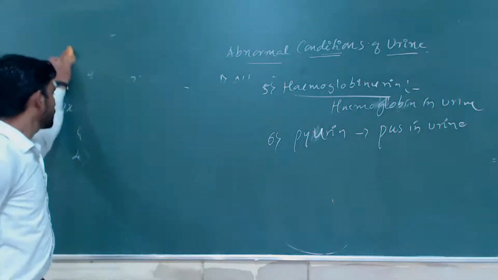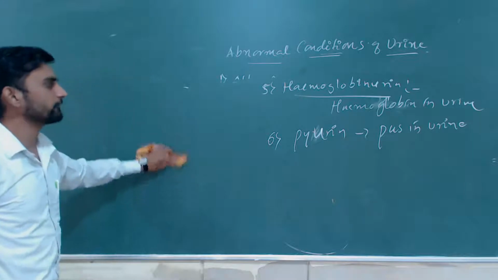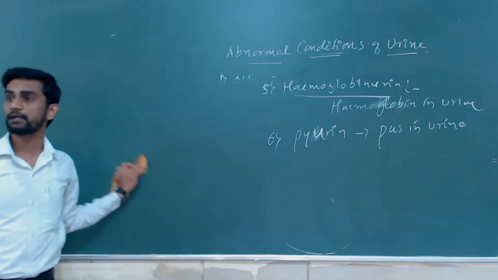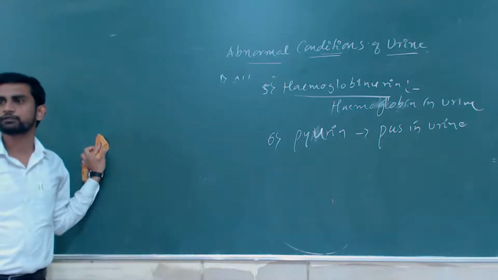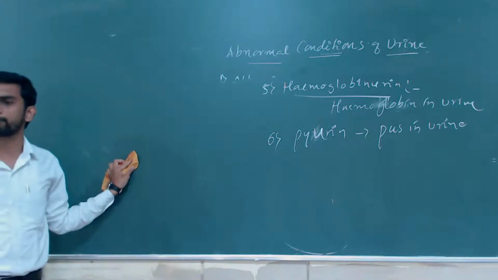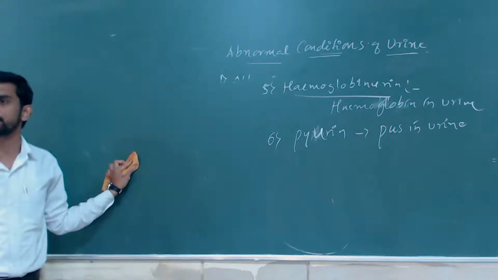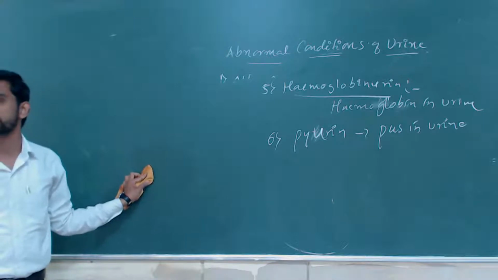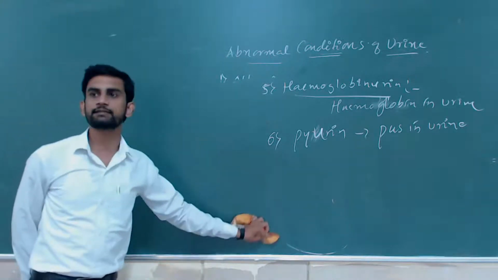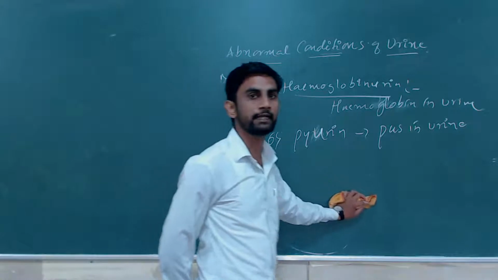Normally 1 to 1.5 liters of urine get formed per day, that you already know. The pH of urine you also have to remember. Why? Because in the exam they may ask what the pH is. 6.0, so that is slightly acidic only. Are you getting my point?